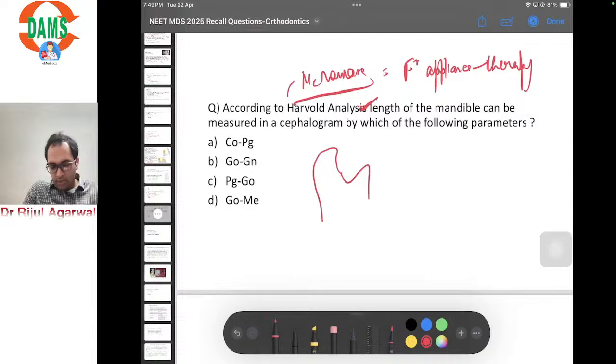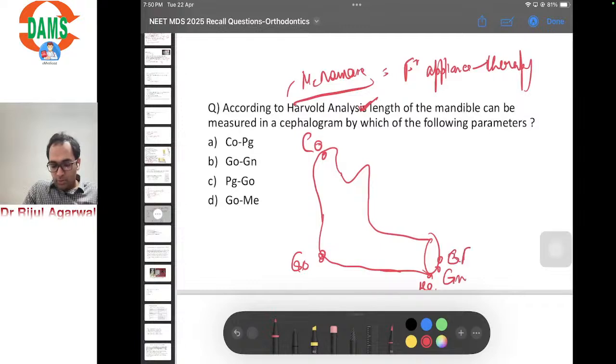So this is the image of a mandible. Condylion point is here. Gonion point is here. Menton is the lowest, nasion is above, pogonion is the most anterior.